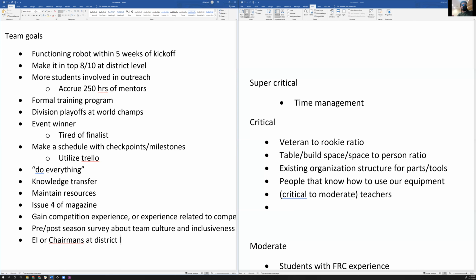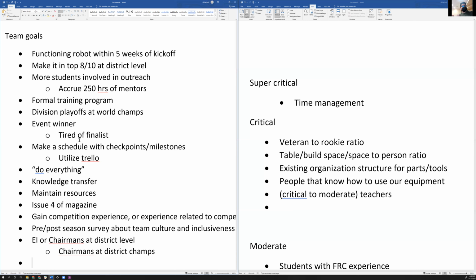At district level. What about our Chairman's goals up there? Is that enough of a goal for you? At district level, or do we have a goal of district champs again? And I'm not making your goal for you. It needs to be your goal. But is the goal for our Chairman's team, Chairman's at district champs, third year in a row? All right. We're going for the three-peat.